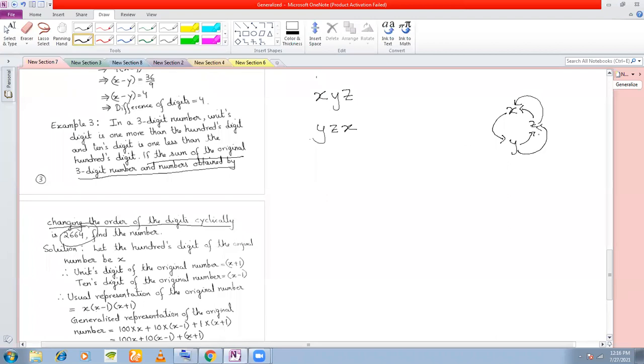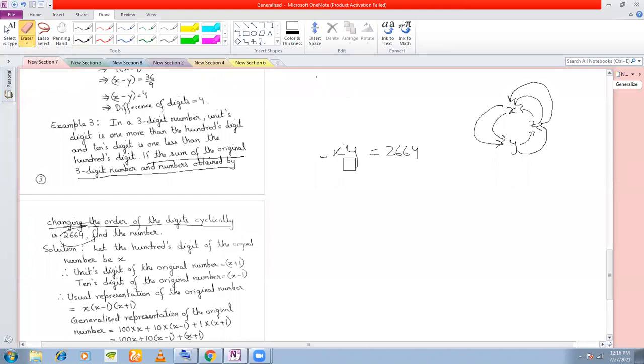And what should be the next order? Next, we can start from Z, isn't it? Starting with Z, you have X, and then after X, you have Y. So these are the 3 numbers that I will obtain. And the sum of these 3 numbers, how much is it given? If you add these numbers, 2664, right? You have to find out X, Y, and Z. That is, you have to find out the number.